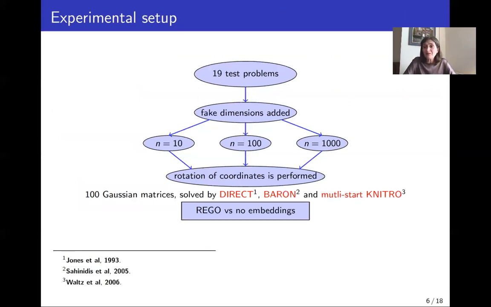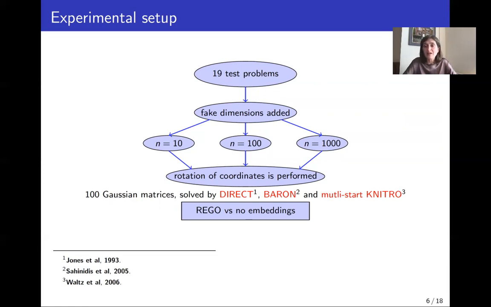I would like to now exemplify numerically this simple framework. So we created functions with low effective dimensionality by taking 19 global optimization problems from standard test sets, adding fake dimensions. These 19 problems are small scale. We added fake dimensions, we added zeros, with big D, sorry, not little n, 10, 100, 1,000.